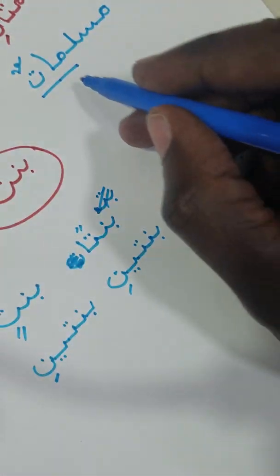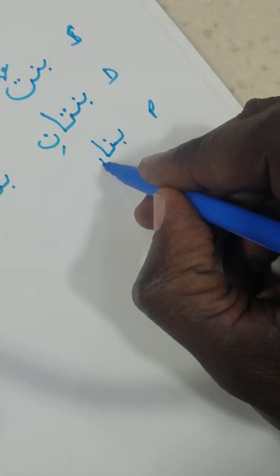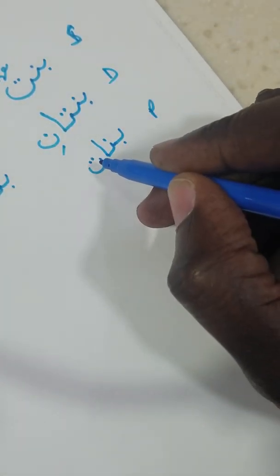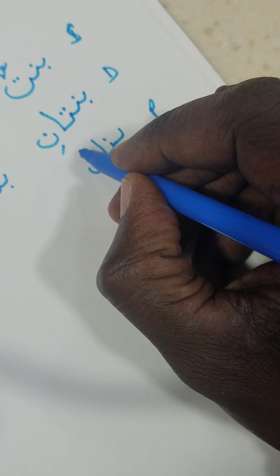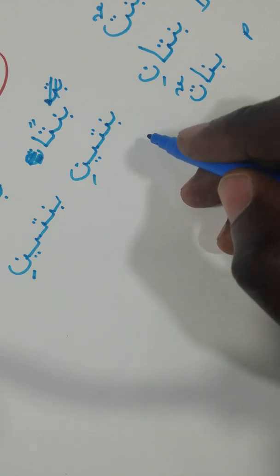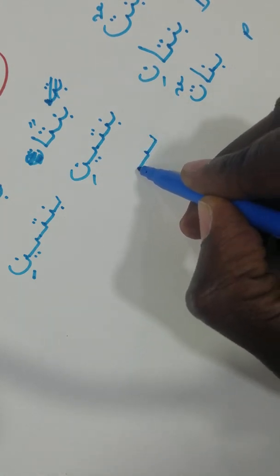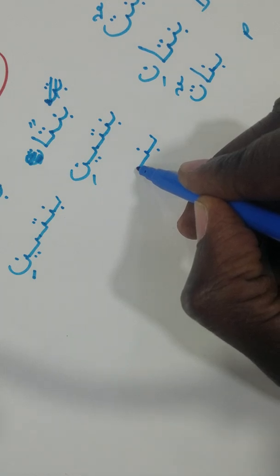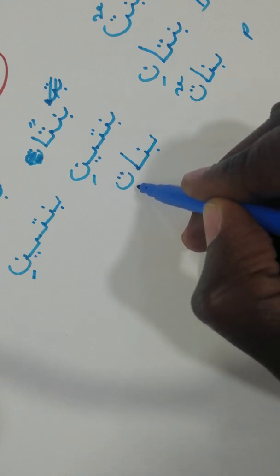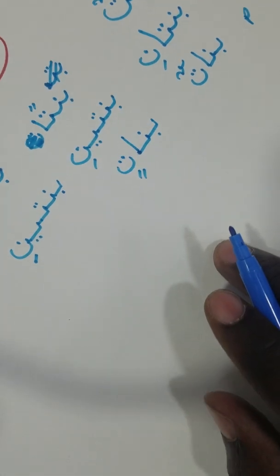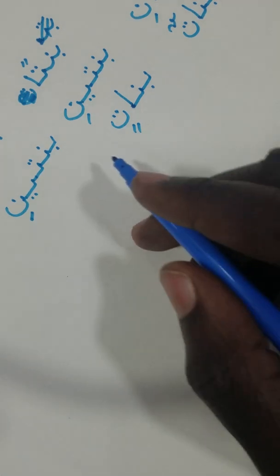Same thing. You see here we added at. Also here we are adding at. Banat, but you cannot write it as banat, so we are going to write it banatun. Then the second case is going to be banatin. And the third case is also going to be banatin.